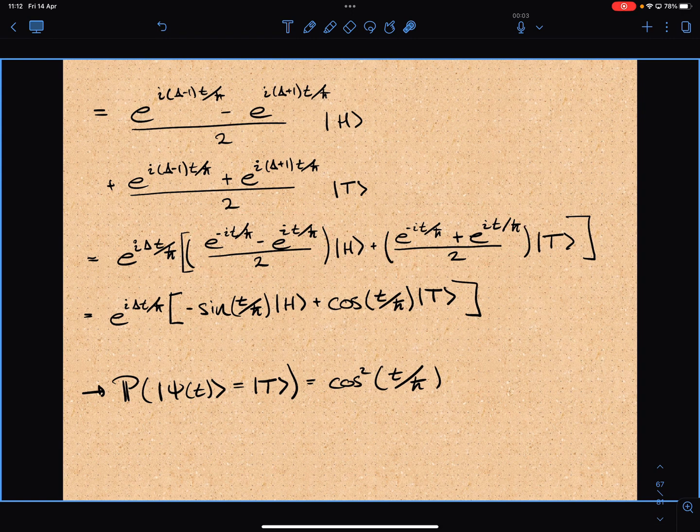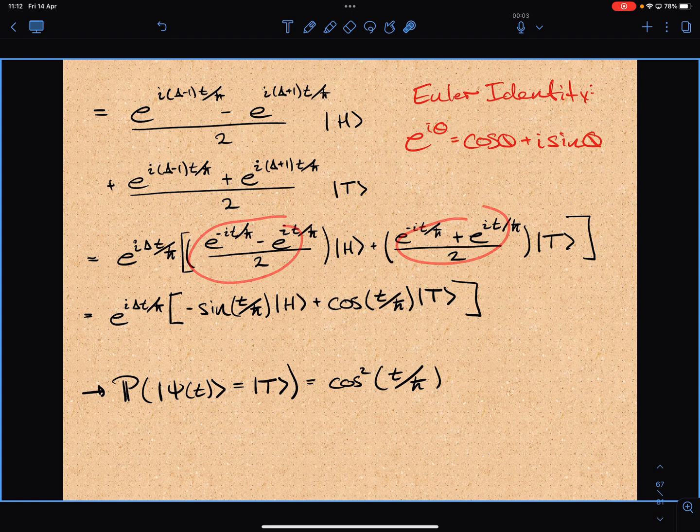And using the identity e to the i theta is equal to cosine theta plus i sine theta, I think this is called the Euler identity, we'll have to double check that. But using this identity, I can go from these exponentials to the sines and cosines.